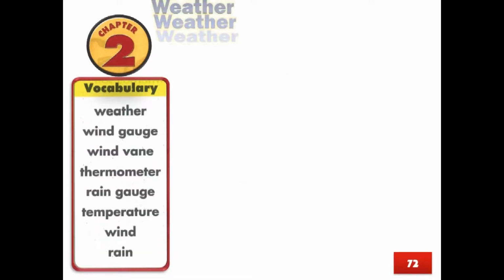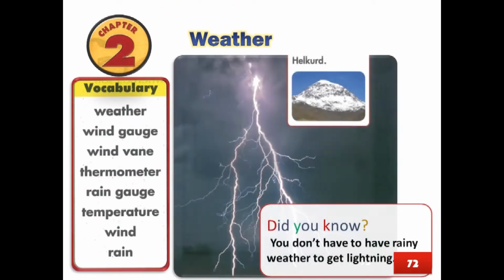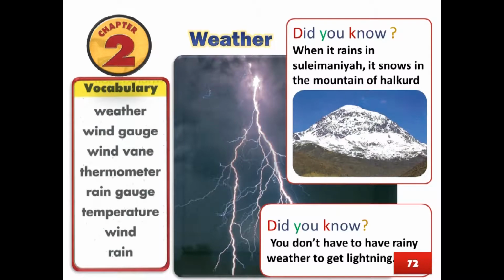Page 72, Chapter 2, Weather. Vocabulary: weather, wind gauge, wind vane, thermometer, rain gauge, temperature, wind, rain. Do you know? You don't have to have rainy weather to get lightning.